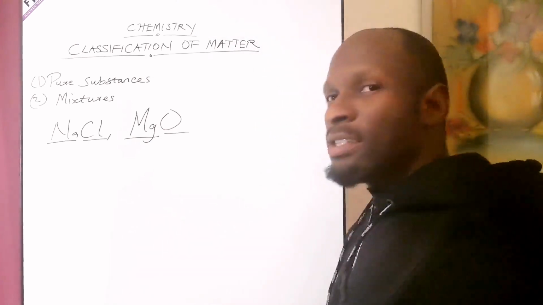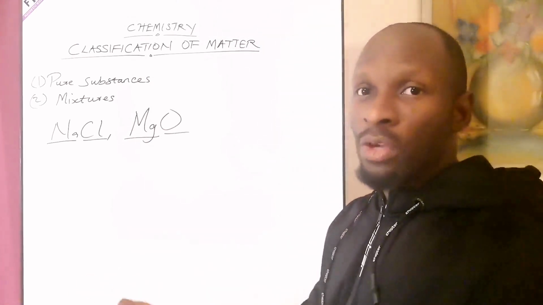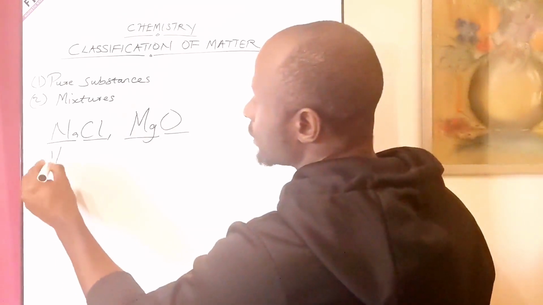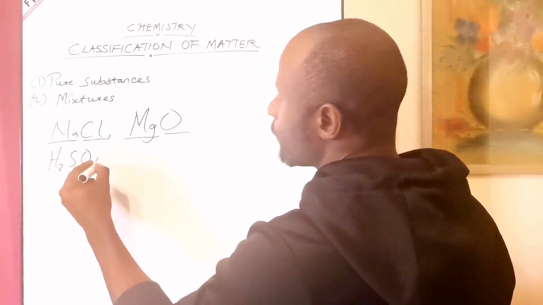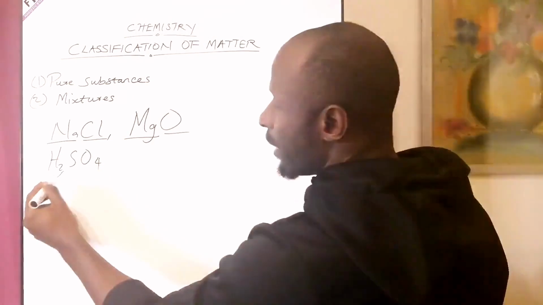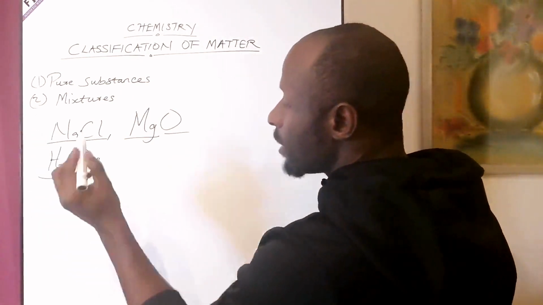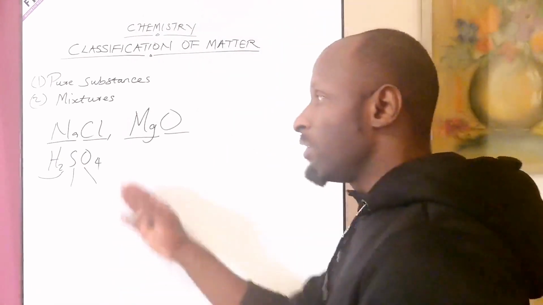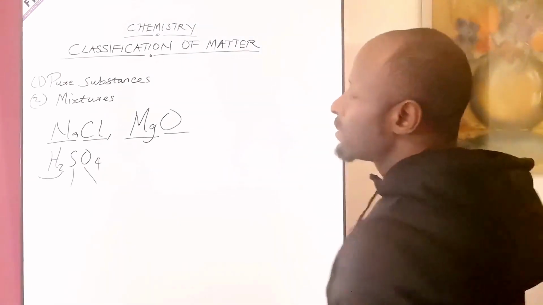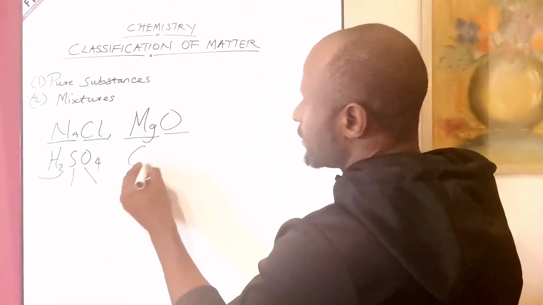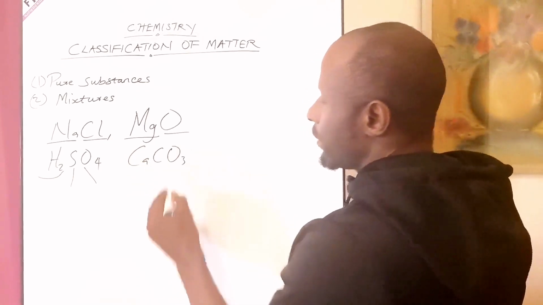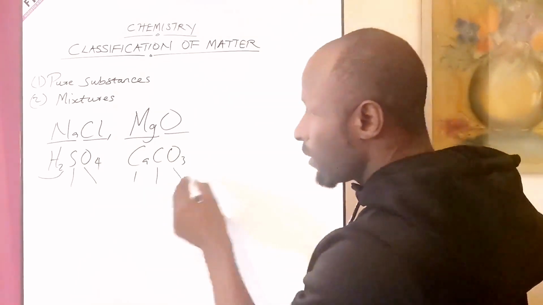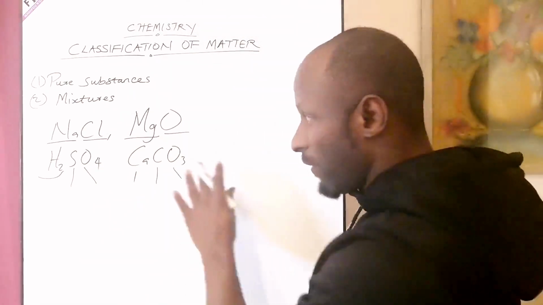Now we have cases where three elements can come together. Let's talk about sulfuric acid, which is what? H2SO4. In this case, we have hydrogen, we have sulfur, and we have oxygen coming together to form this compound. Let's talk about calcium carbonate. We have CaCO3. We have calcium, we have carbon, we have oxygen coming together.